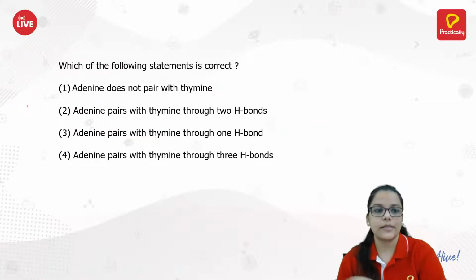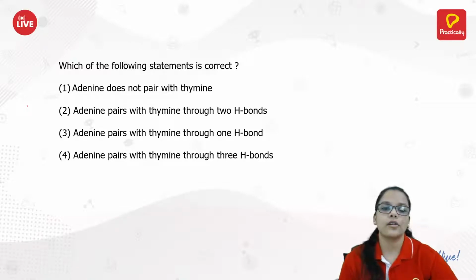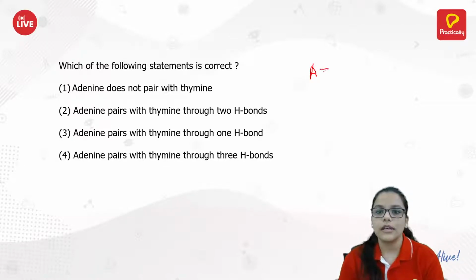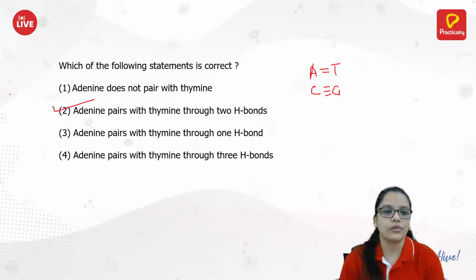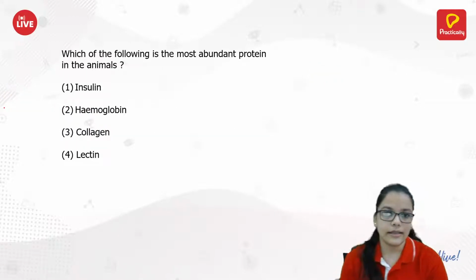Okay, next. Which of the following statements is correct? Adenine does not pair with thymine. Adenine pairs with thymine through 2 H bonds, through 1 H bond. See, we know this. Very easy, it is about the DNA, the phosphodiester bonds and everything. A, T, C, G. So, 2 hydrogen bonds. Adenine pairs with thymine through 2 hydrogen bonds. Answer is 2. Okay, next.